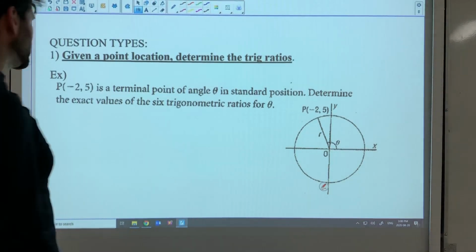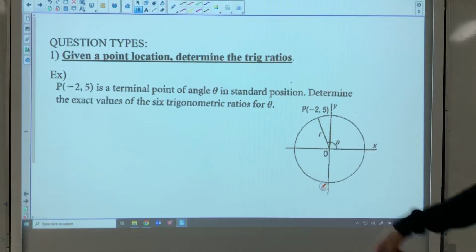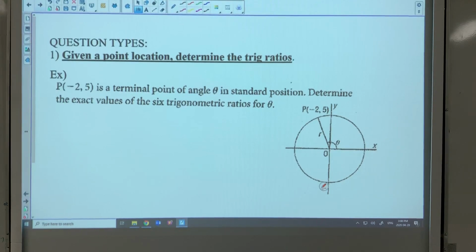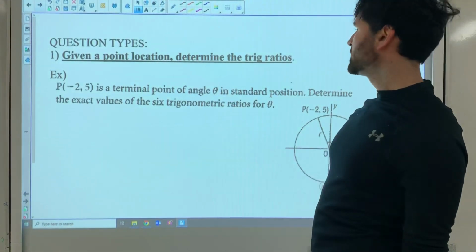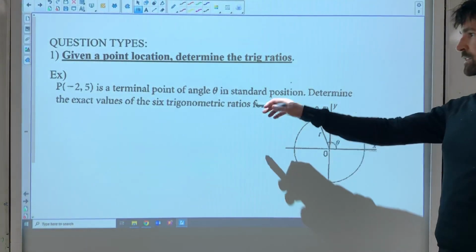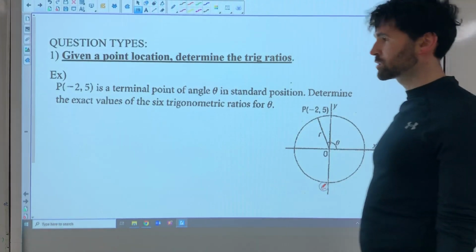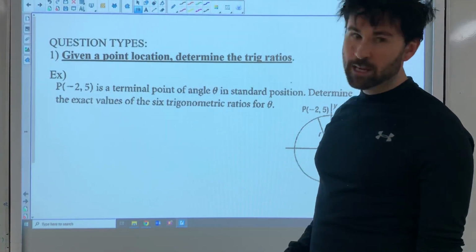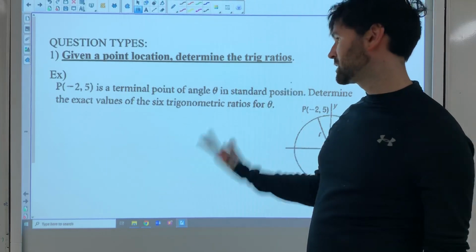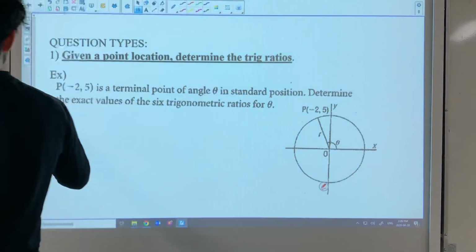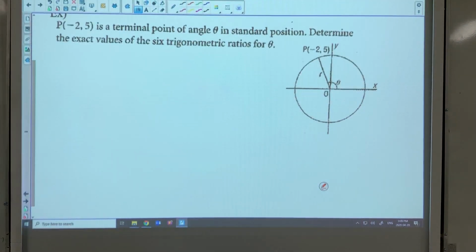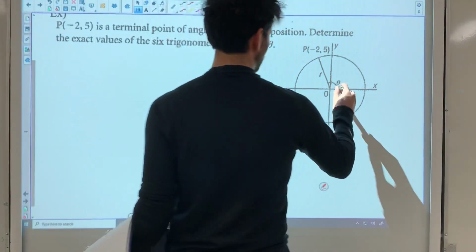So here we are, meat and potato kind of questions. This is the same question we just did, where they give us a terminal point. The thing is that this time they're asking us for all 6 trigonometric ratios. That means sine, cos, tan, and then cosecant, cotangent, and secant, so the reciprocal ones as well. They already drew the picture for us. So we have our theta.